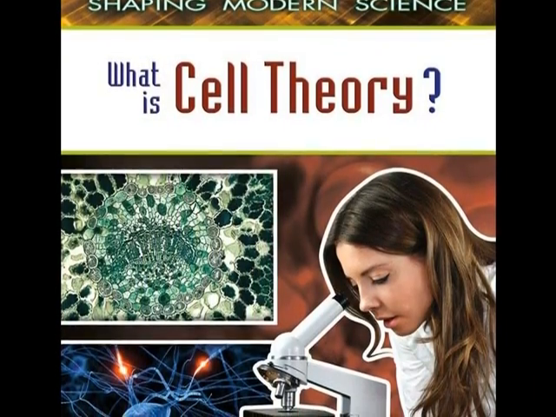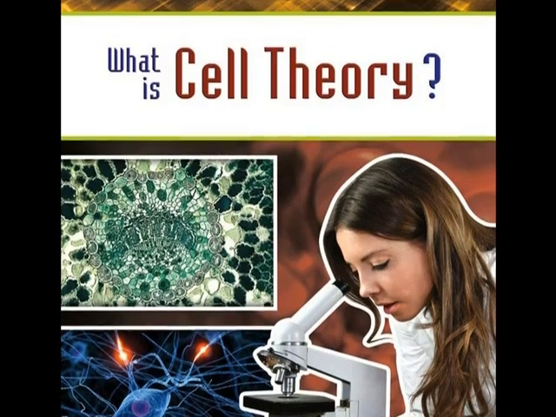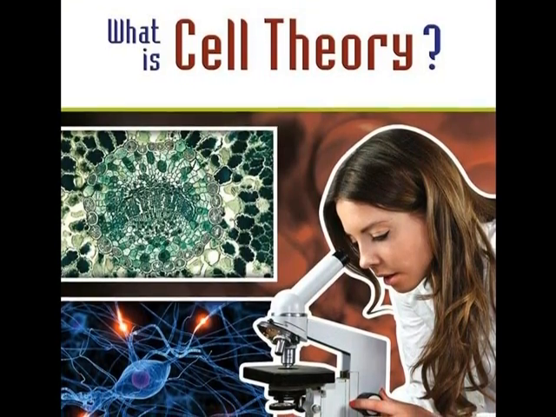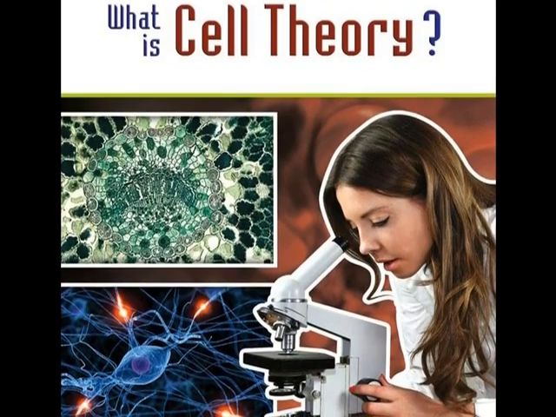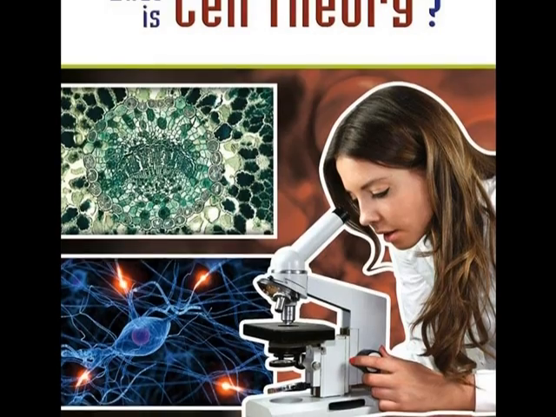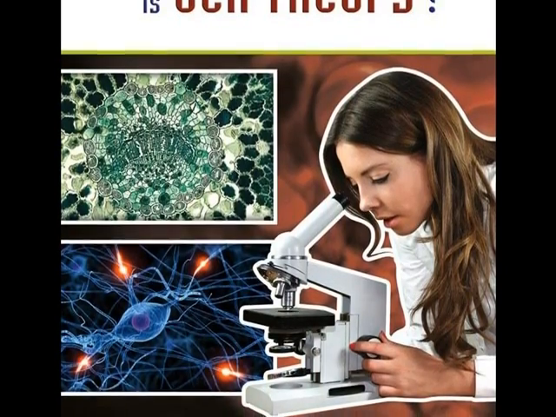Now we are done with our cell tour, but I still have one thing to talk about, and that is cell theory. The cell theory states that all life forms are made up of one or more cells. Cells only arise from pre-existing cells, and the cell is the smallest form of life.